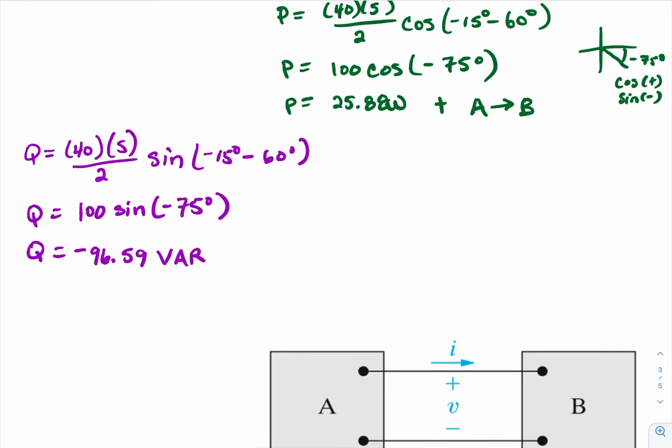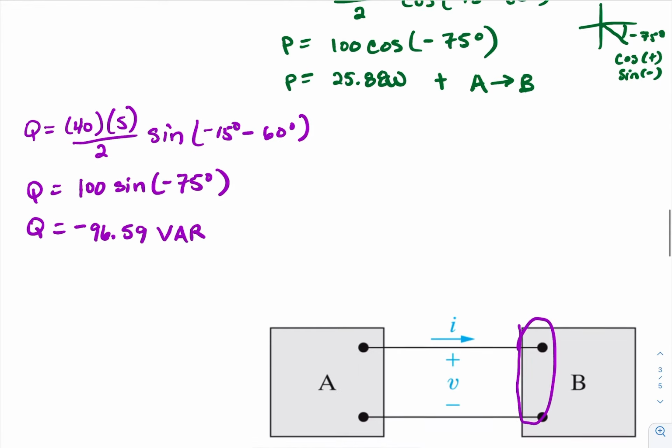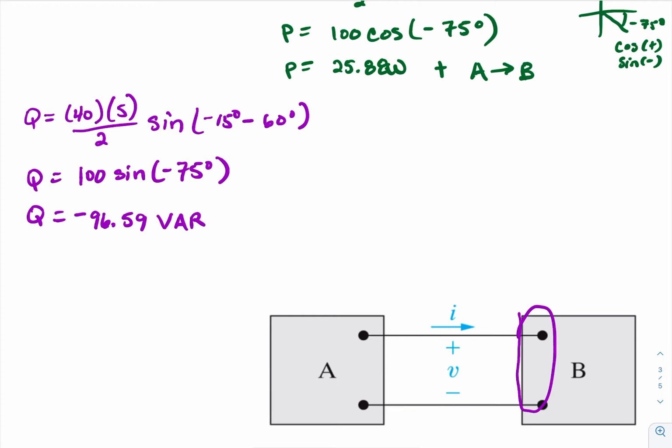And since it's negative at these terminals, that means B is delivering magnetizing vars, and A is absorbing. So our flow should be B to A.